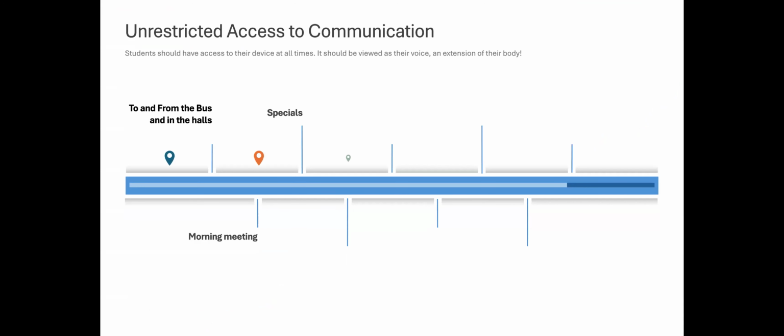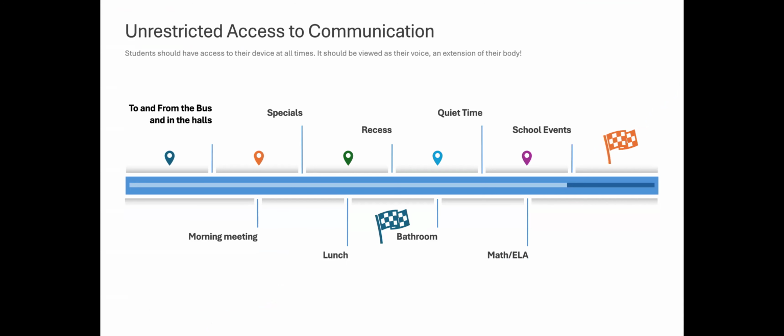Next, when we implement AAC in the school environment, it is so important to have unrestricted access to communication. Students should have access to their device at all times. It should be viewed as their voice, an extension of their body. So just as their peers who use spoken language have access to their voice at all times, students with AAC should have access to their voice at all times.